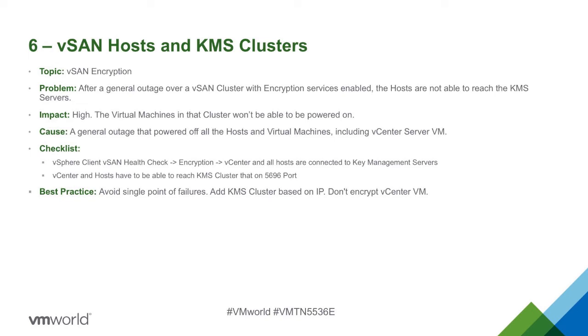Okay, what's the problem here, okay? The problem is in case of a general outage, let's say that all those hosts are powered off, and at that point, when we power on those hosts again, they have to be able to reach those KMS clusters, because the hosts in vSAN are the ones that will request those key encryption keys. What if those hosts don't have those key encryption keys? Those hosts won't be able to power on those machines. Think about it, okay? It's very important.